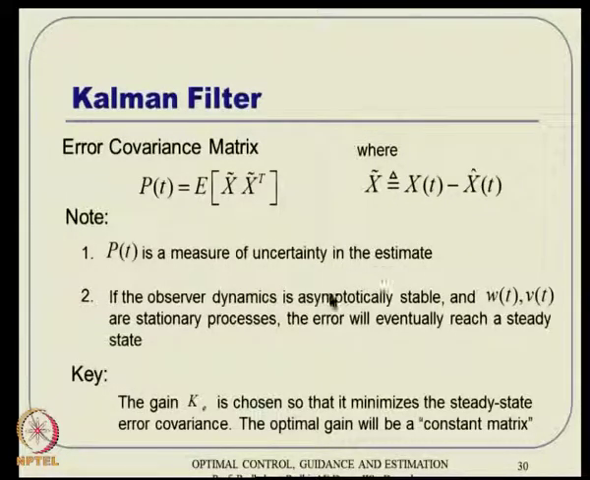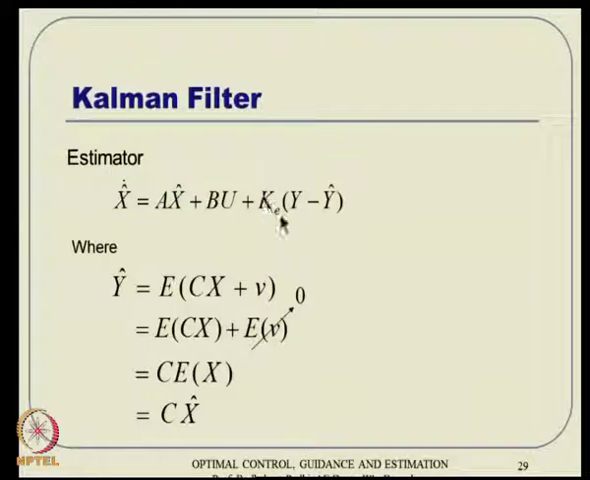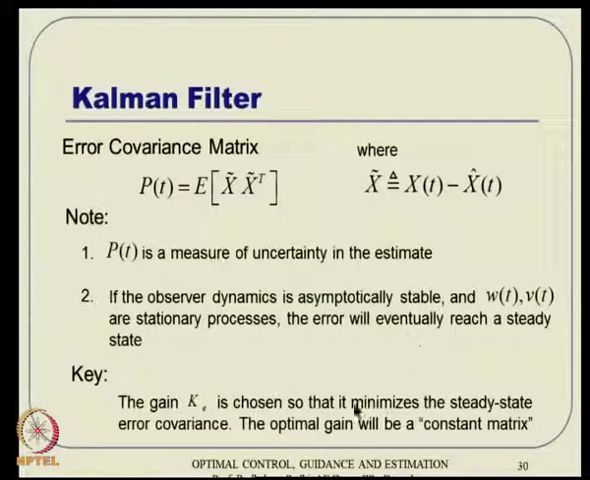If the observer dynamics is asymptotically stable, and W of t, V of t are stationary processes, obviously the error will eventually reach a steady state value. The idea here is you need to design this gain K. Remember, we still do not know what K is. The gain K is chosen so that it minimizes the steady state error covariance matrix. Then the optimal gain will be a constant matrix. We will see that in the next class. We will derive all that.